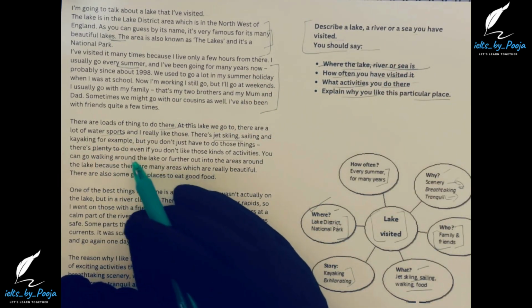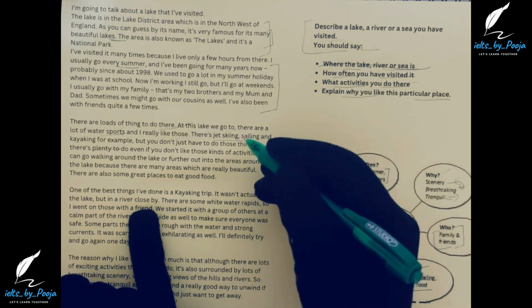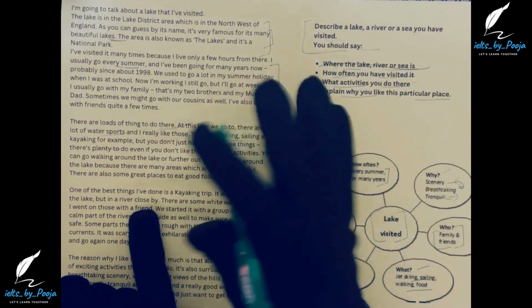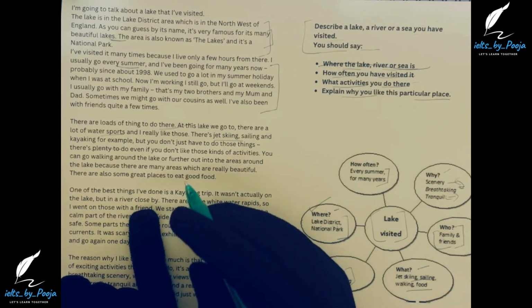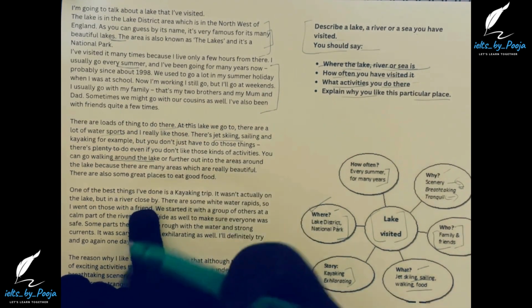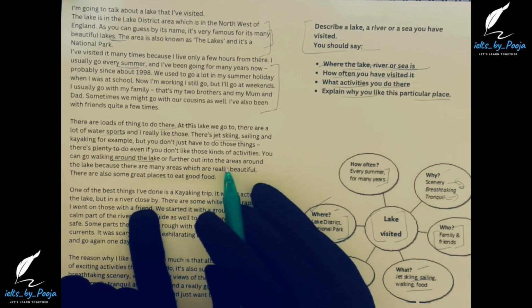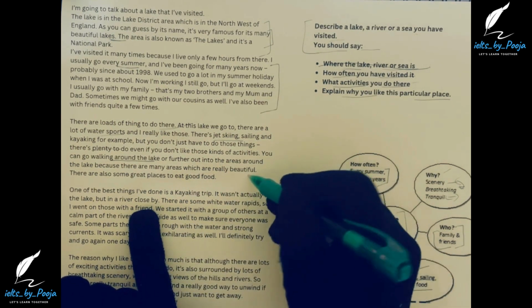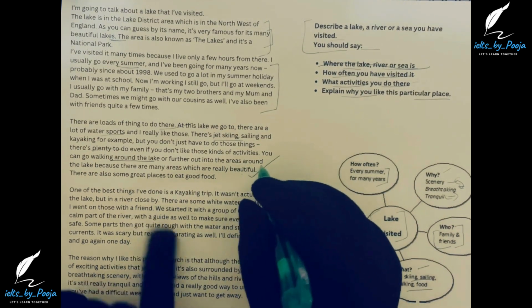And they said there are plenty to do even if you don't like those kinds of activities. And you are mentioning that the place has more than these activities: if you don't like to do the jet skiing, sailing, or kayaking, you can go walking around the lake. See, the word walking we have used: "you can go walking there or further out into the areas around the lake, because there are many areas which are really beautiful." So everything you are mentioning is about the beauty of the lake.